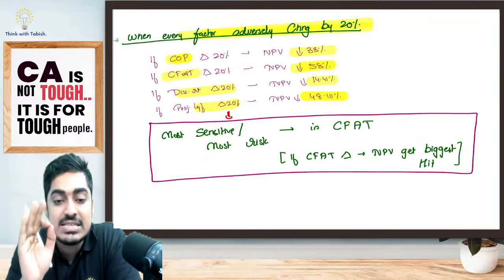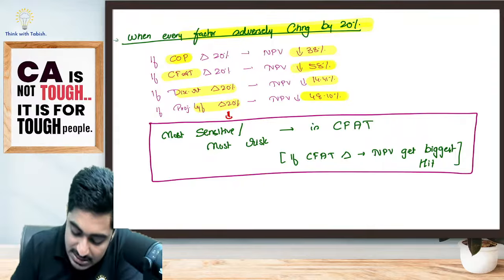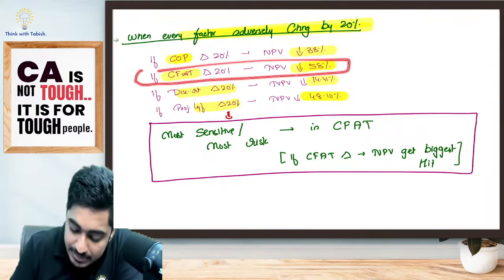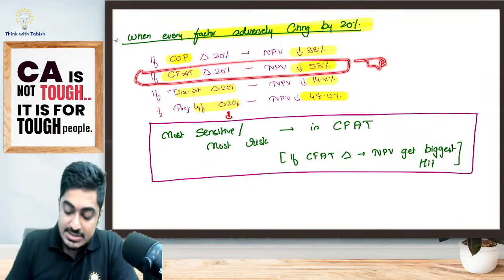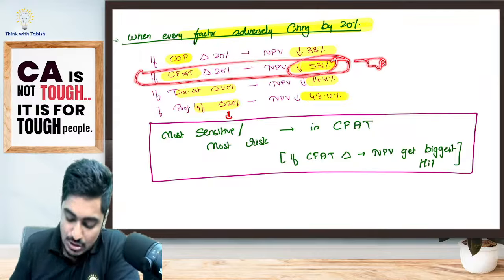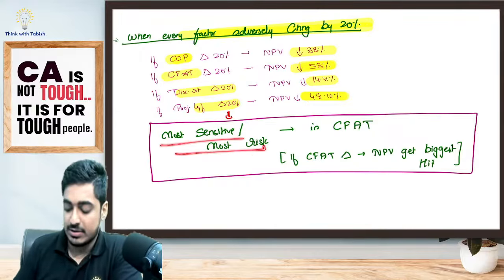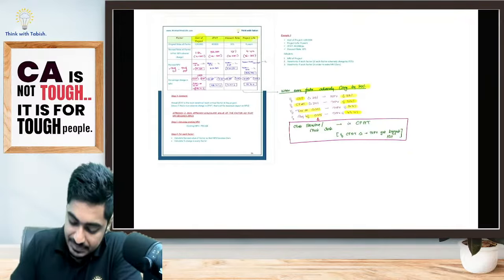Tell me, where is the maximum risk? Sir, maximum risk in cash flow after tax. Yes or no? Why? Because if my cash flow after tax changes, maximum hit will be there on my NPV. Yes or no, everyone? So what is the most sensitive factor? It is cash flow after tax. Is this clear, everyone?